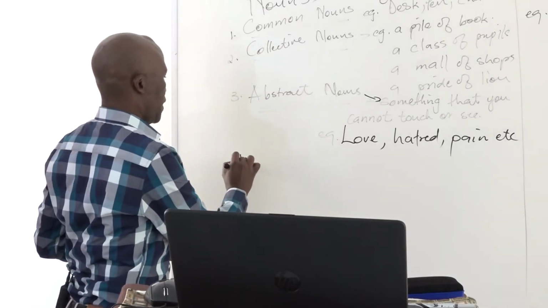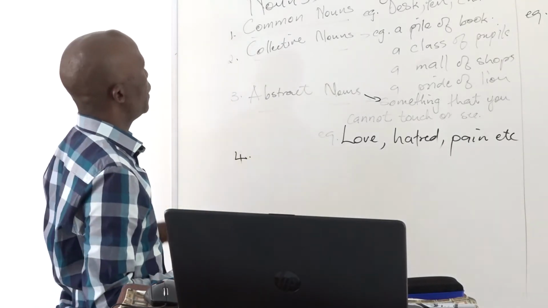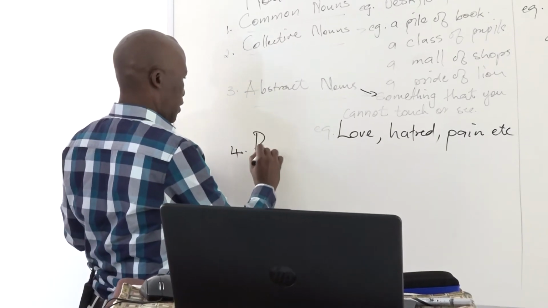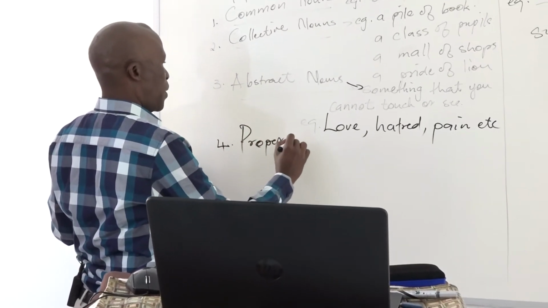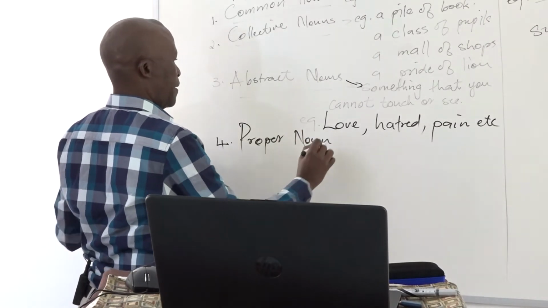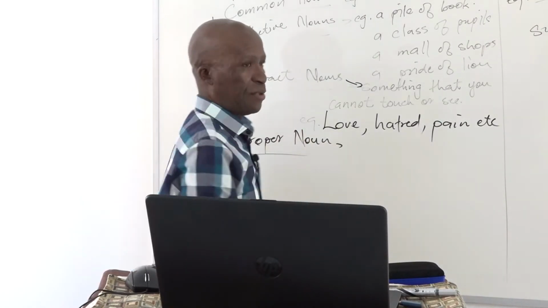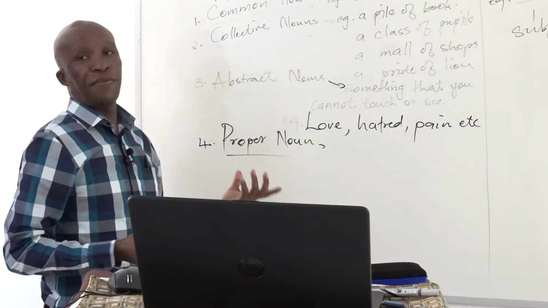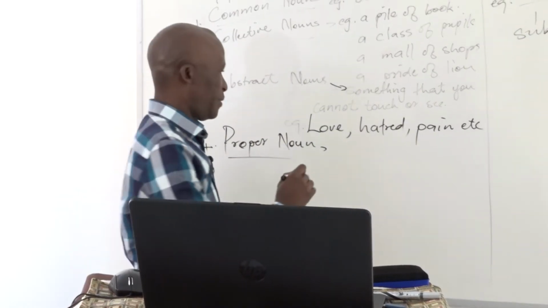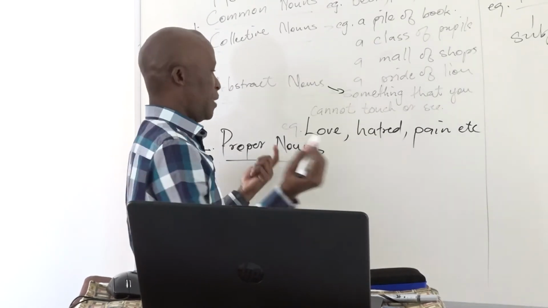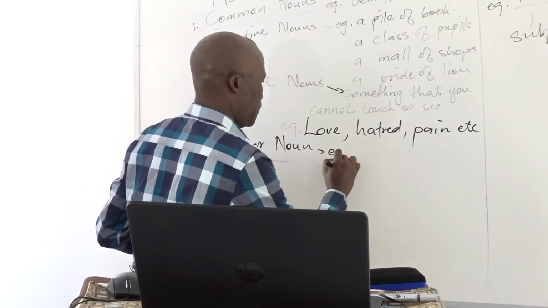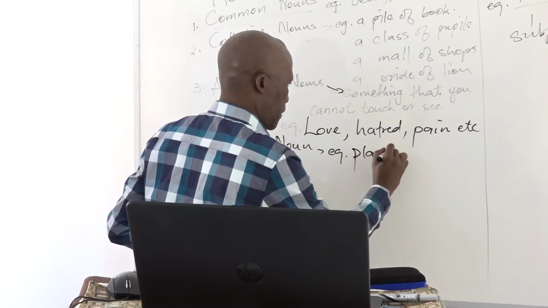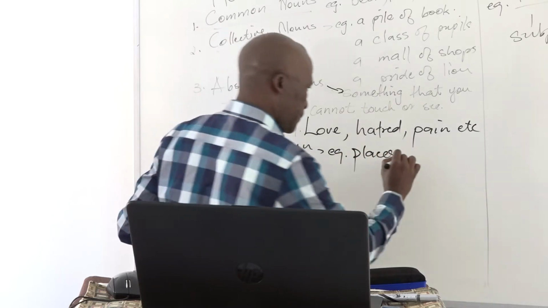Then we also have another type of noun, proper nouns. Proper nouns under parts of speech, ladies and gentlemen, can refer to names of places. Okay, let's start with names of places, and also names of people.